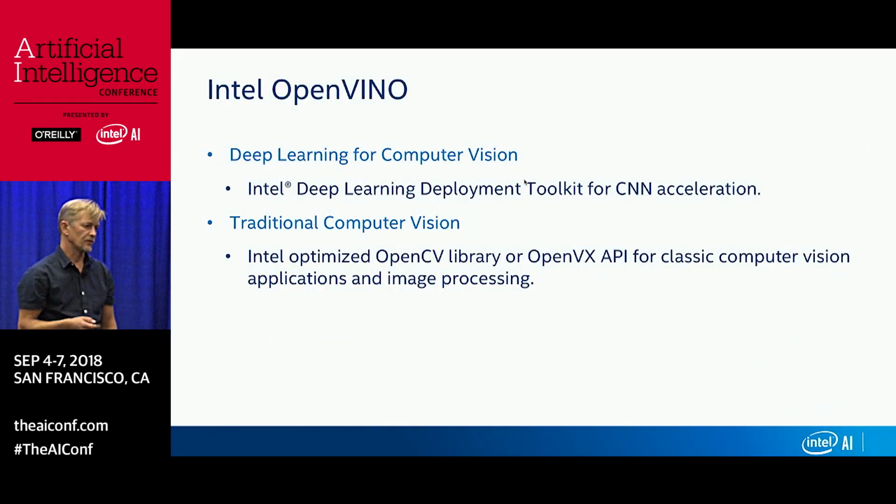So let me start with a quick introduction. OpenVINO is a set of tools used for computer vision applications. It has two parts. The first one is Intel DLDT, which is used to create applications based on deep learning solutions. The second one is Intel optimized OpenCV and OpenVX libraries, which could be used to create traditional computer vision applications, plus could be used to do some image preprocessing, post-processing, and so on.